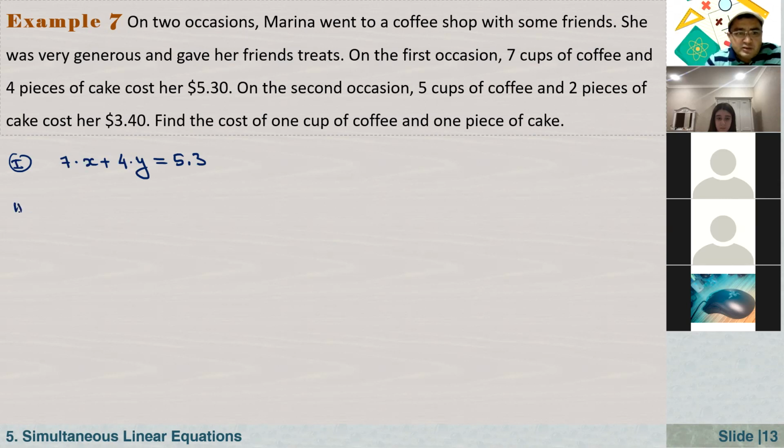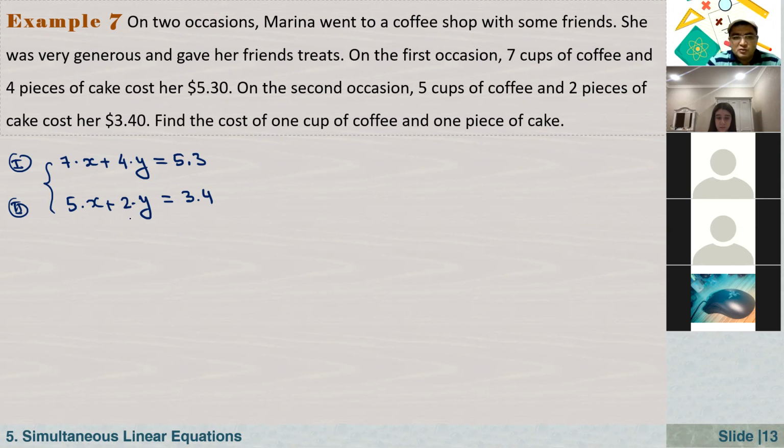And the second occasion, it says that she bought 5 cups of coffee and 2 pieces of cake, and she paid $3.40, right? The question is, find the cost of 1 cup of coffee and 1 piece of cake. That means that we need to find the value of X and Y. So we have just converted our word problem into an algebraic equation. And we know how to solve this, right?